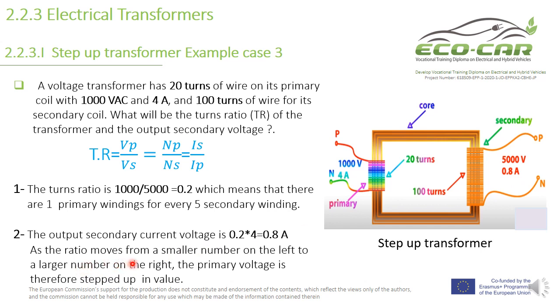As the ratio moves from a small number on the left, for the turns of the coil, and also for the voltage, the primary voltage is therefore stepped up in value from 1000 to 5000 volts.